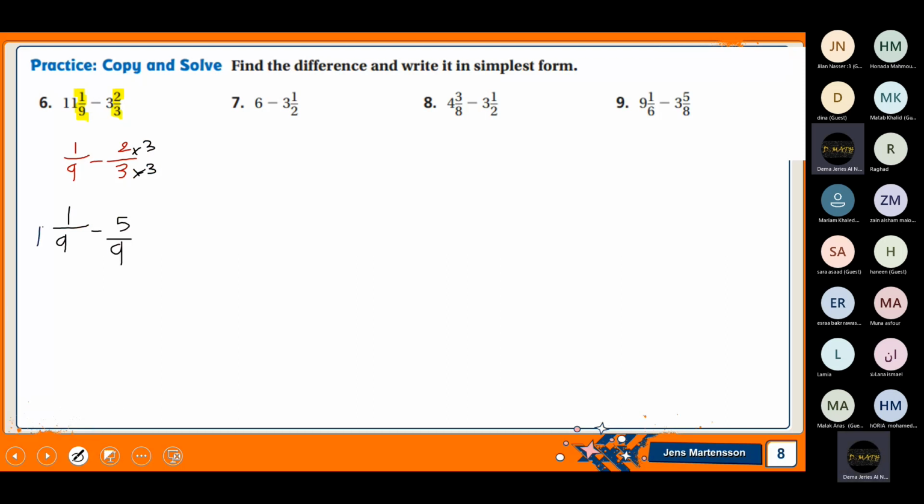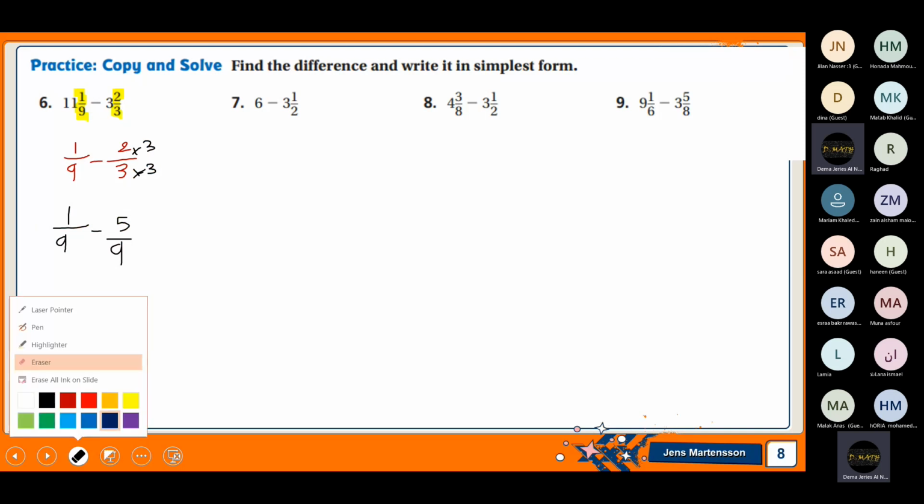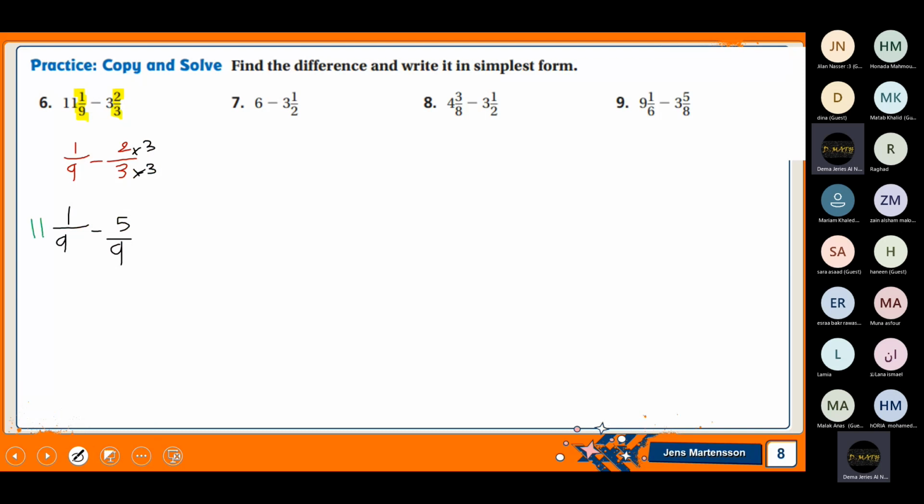After I do this step, I found that I cannot take 6 from 1. Here we have 11 and here we have 3. I cannot take 6 from 1. So what can we do? I am a fraction, which is 1 over 9. I will go now to take a power from my father. So I will ask my father to give me 1. So my father will be 10, and I take 1 from him with me.